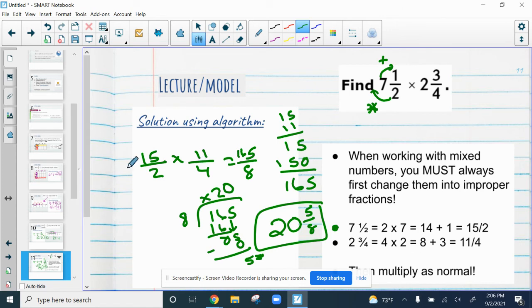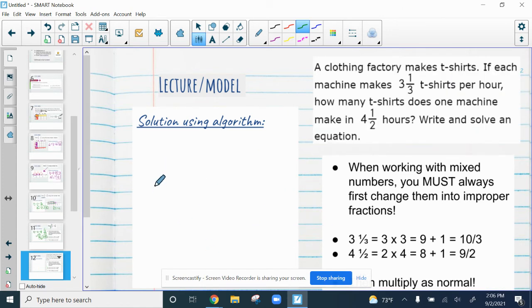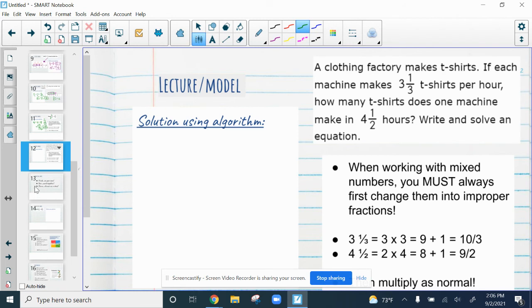All right, let's keep going. A clothing factory makes t-shirts. If each machine makes 3 1/3 t-shirts per hour, how many t-shirts does one machine make in 4.5 hours? All right, 3 1/3 t-shirts per hour times 4.5 hours. We're working for multiple hours.